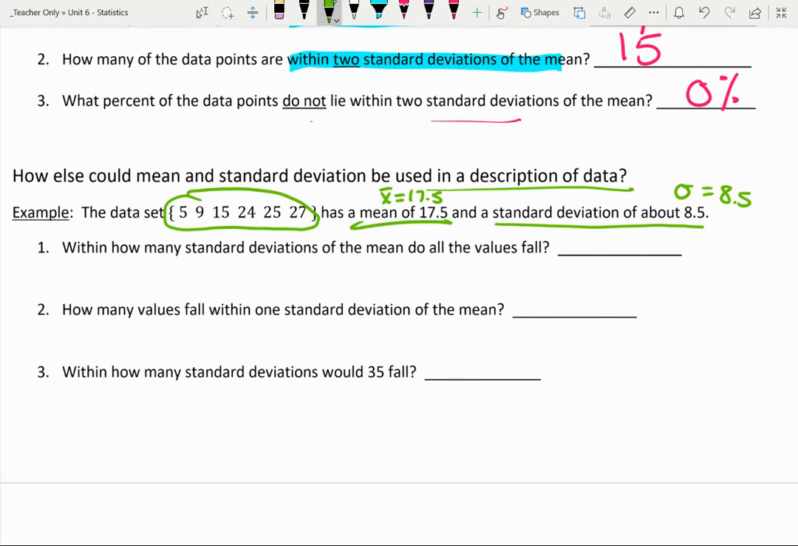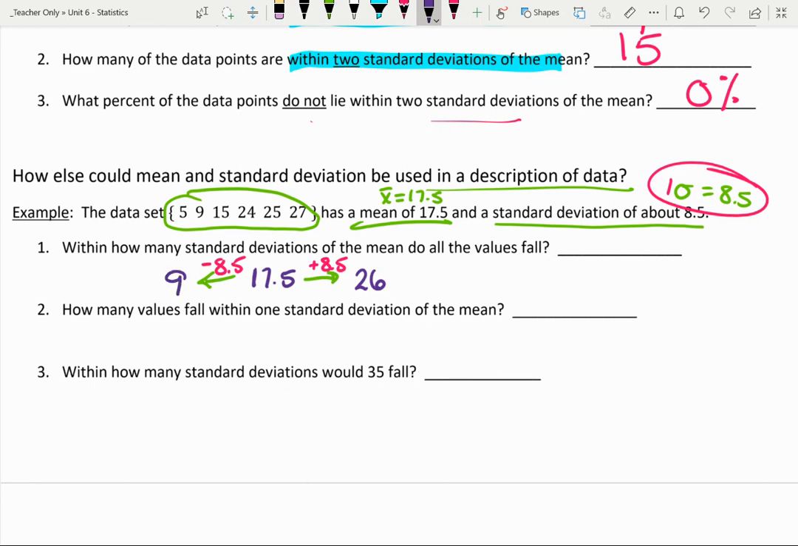So it says, within how many standard deviations of the mean do all the values fall? So we know that our mean is 17.5, right there in the, quote unquote, middle. So if we go 1 standard deviation away in either direction, that means that we are adding 8.5 or subtracting 8.5. We're adding or subtracting 1 standard deviation. And so I would get the values: 17.5 plus 8.5 is 26, and 17.5 minus 8.5 is 9.